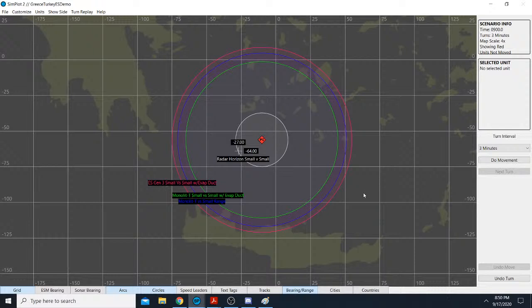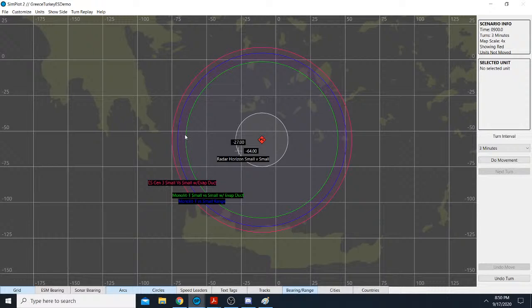Let's go back to this. I just want to make sure I said all this right. So this is the radar range. The green is the small versus small with the evaporative duct. So again, it kind of compresses it in the case of our example.